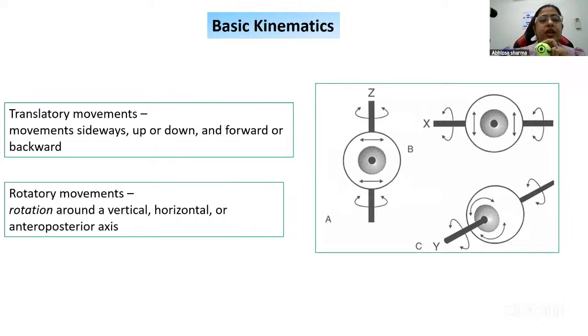So there are translatory movements and there are rotatory movements. Any freely suspended spheroidal body can be reduced to a combination of one or more of the following 6 movements. Translatory movements can be sideways, up or down, or forward and backward, and rotatory movements are when the body rotates around a vertical, horizontal, or an anterior-posterior axis.